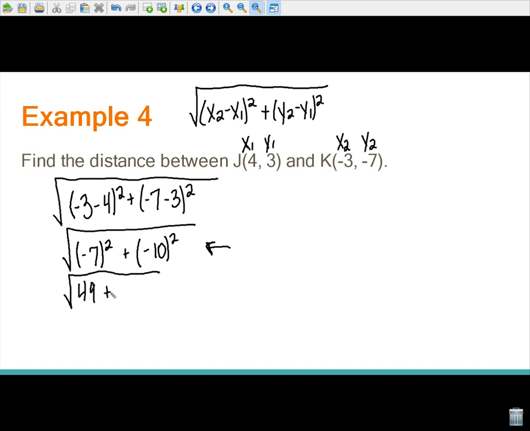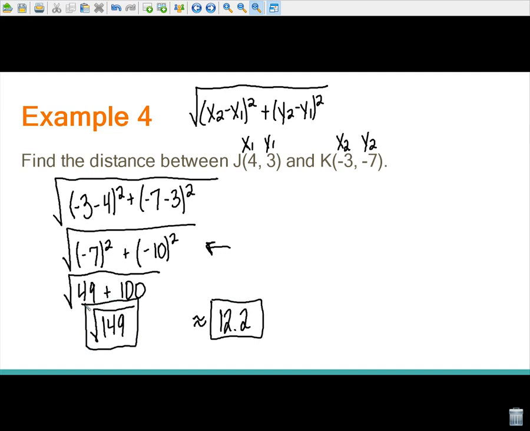Okay, so negative 7 squared gives us 49. Negative 10 squared gives us 100. We are going to have here the square root of 100 plus 49, which is 149. And again, I know off the top of my head that this is not going to come out perfectly, but I'm going to go ahead and do it anyway. So the square root of 149 is equal to 12.2. So we could say 12.2 is our answer. We could also say that the square root of 149 is our answer.